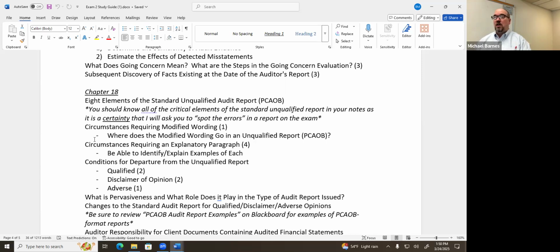You'll use throughout the standard unqualified report. But make sure you know what all the elements are. Make sure you know what the language is used in each of the sections of each of those elements so you can identify those. And then once you've done that, when we talk about other versions of audit reports, you can actually say, this is what's different from the standard unqualified report. And you can look for those differences.